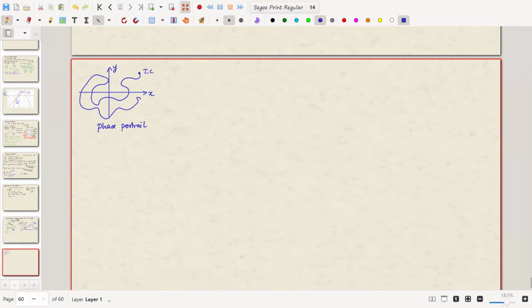A phase portrait involves the state variables. What are the state variables? These are the variables that are changing in your dynamical system. So here x dot is f of x,y, y dot is g of x,y. So this is a 2D dynamical system. Okay, fine. So that's the idea.